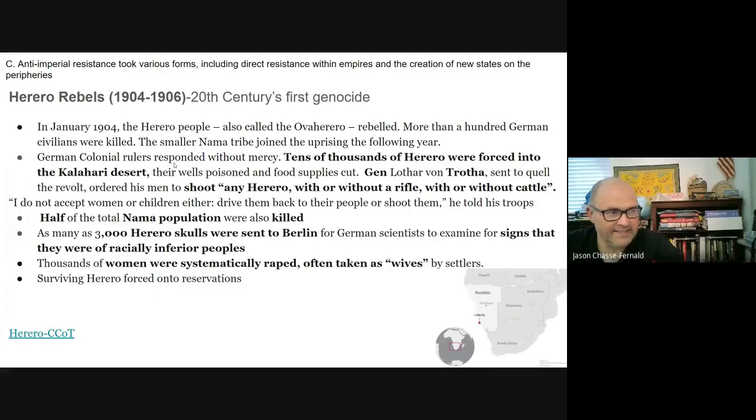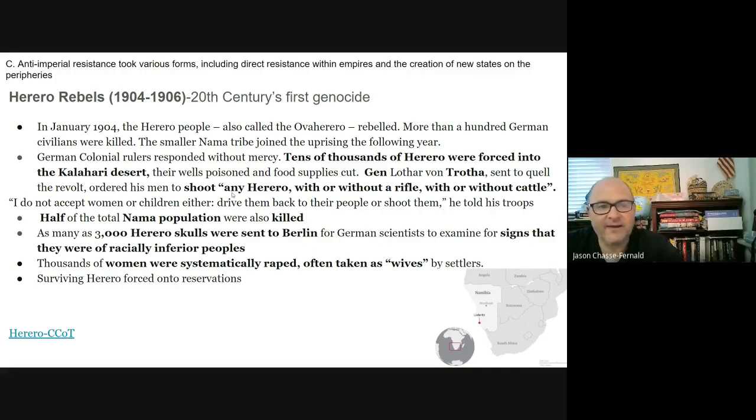So we're going to see a massacring of the Herero people by the German military, and then they will be pushed into the Kalahari. And then once they get into the Kalahari, the Germans will cement the wells so that as they retreat back from the Kalahari, there's nothing left.